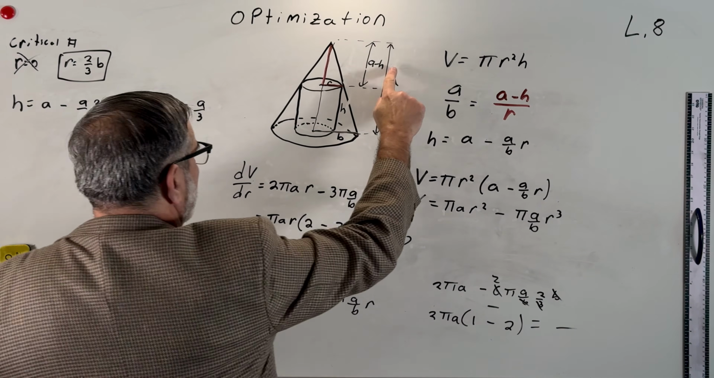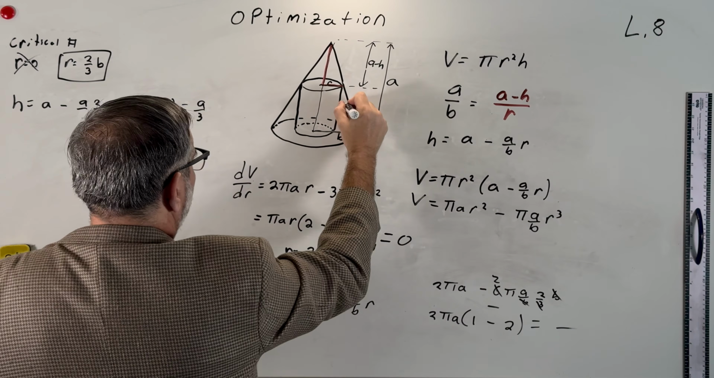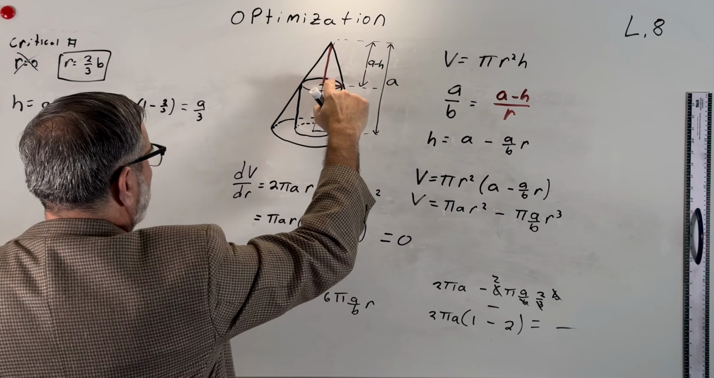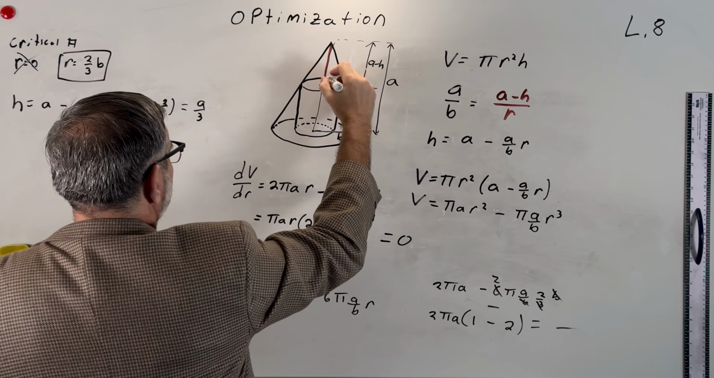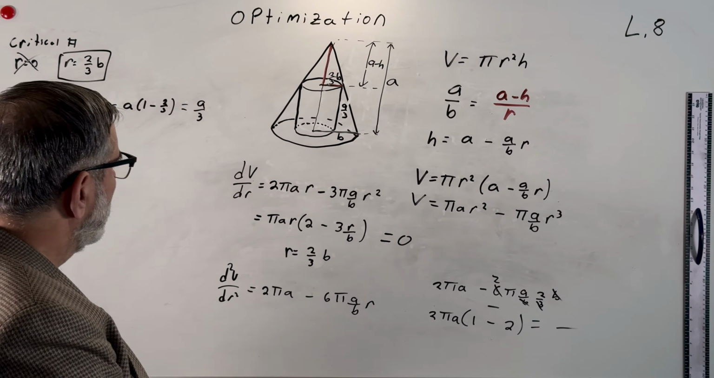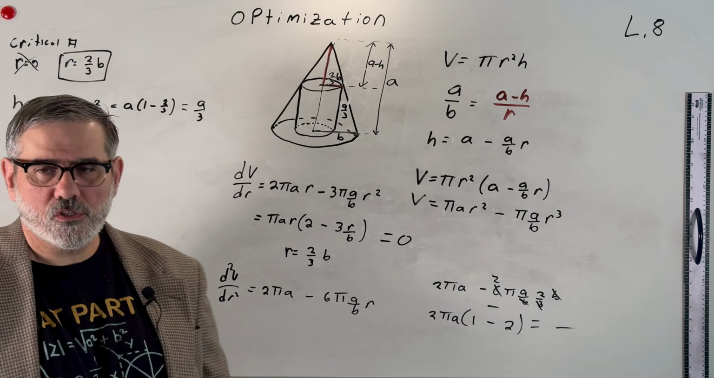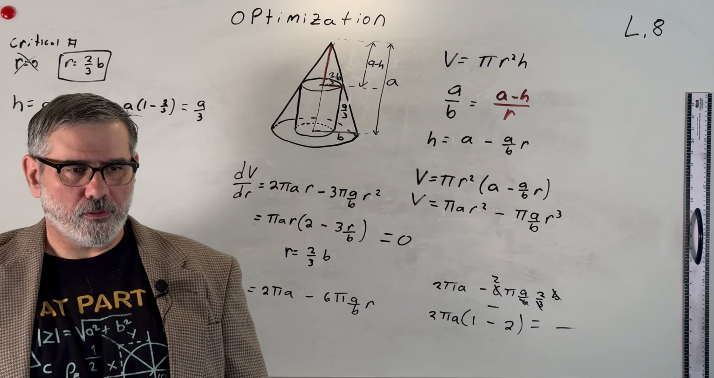And so we can now replace this with a over 3 for the height, and then r we choose to be 2/3 b. And that would give us the largest cylinder that we could inscribe inside the right circular cone.